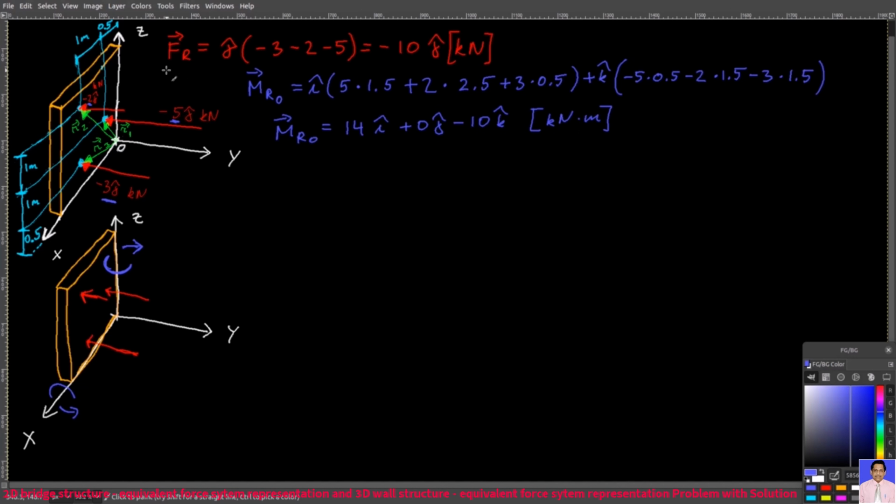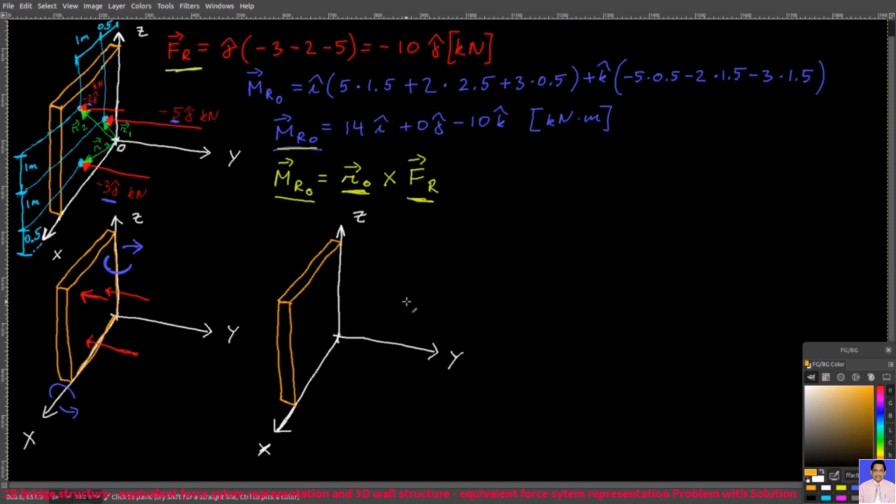And now I have to put my FR in the correct location on this wall in order to get my MRO. Essentially, I have to have MRO equals some kind of position vector cross FR. So this FR would be this one, this MRO would be this one, and then we would find this position vector here, the special position vector for this FR vector. But we can do it easier. Let's just treat x and z dimensions separately.